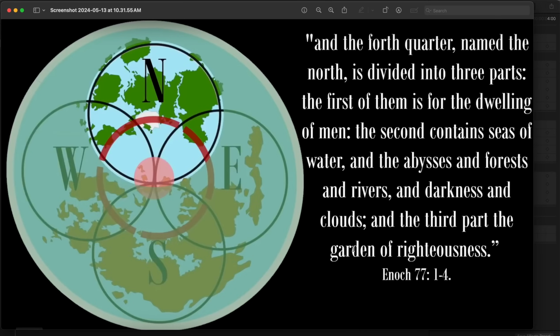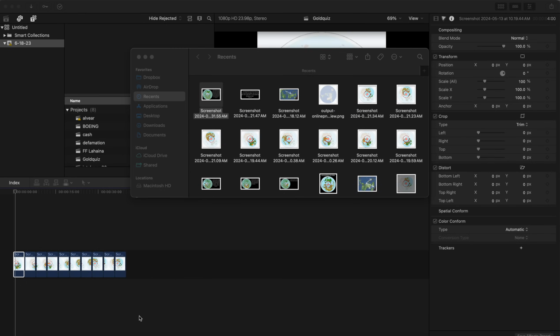The third part is the garden of righteousness. Right here. The garden of righteousness. Does that ring a bell to anybody? What else would be known as the garden of righteousness? Well, perhaps the Garden of Eden. Maybe. We're going to go over these east, south, and west quarters in a moment too, but let's get back to our little video.